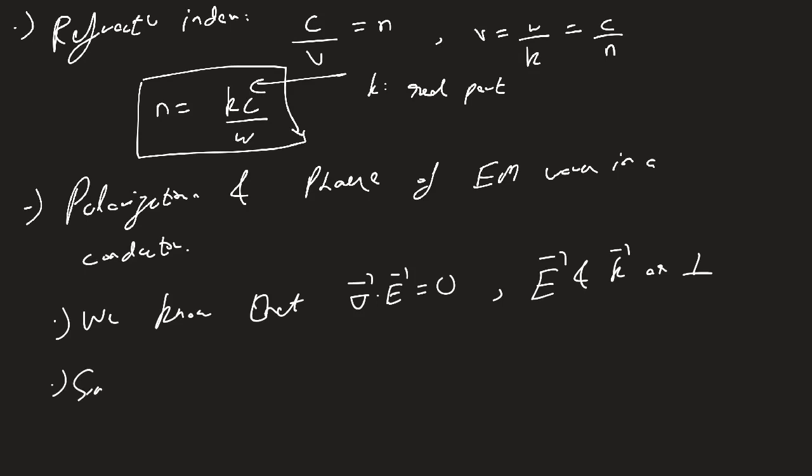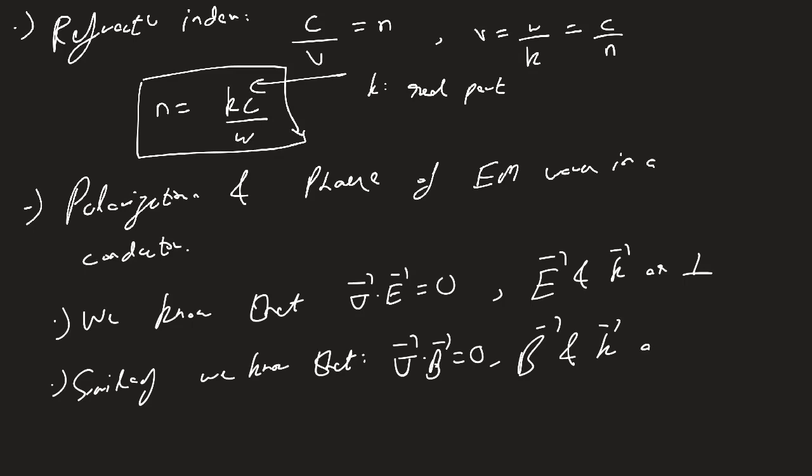Similarly, we know that del dot B is equal to 0. So B and K are orthogonal to one another. ठीक है? So B and K are orthogonal and E and K are orthogonal coming from the Gauss law and del dot B.